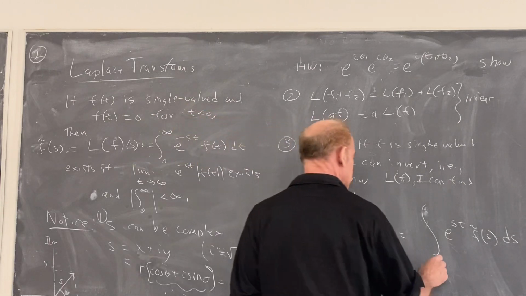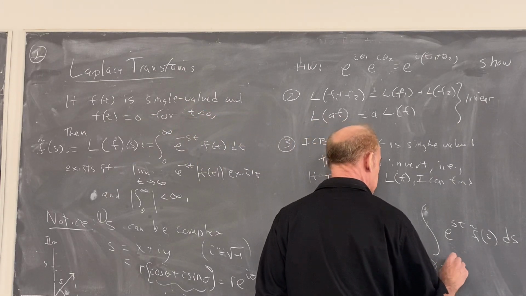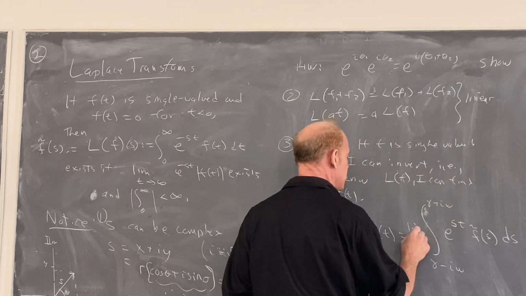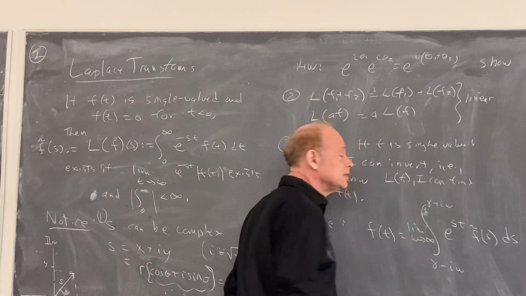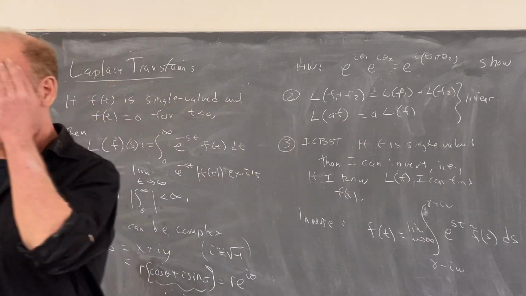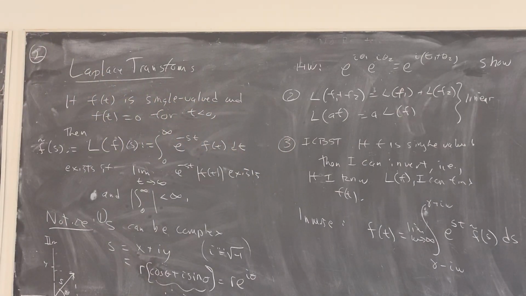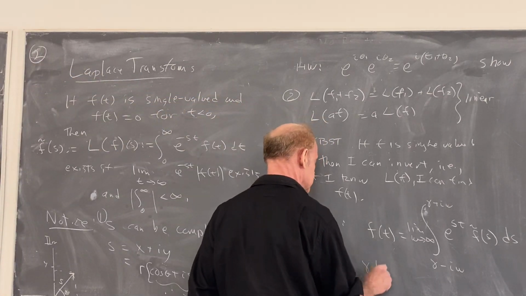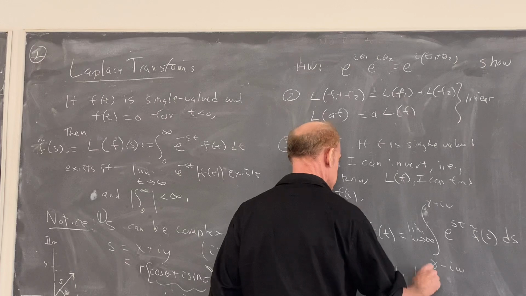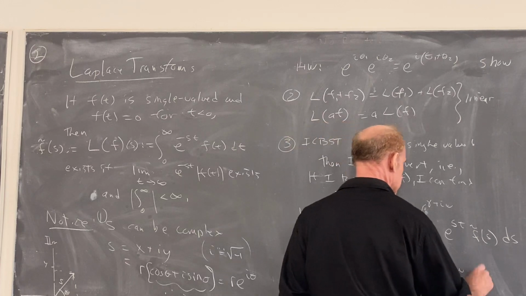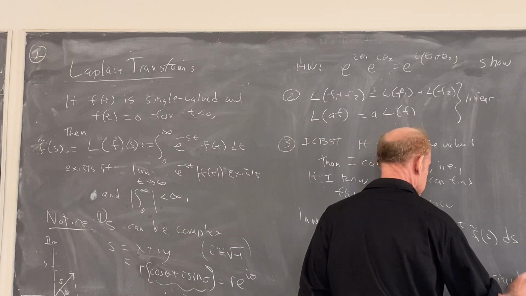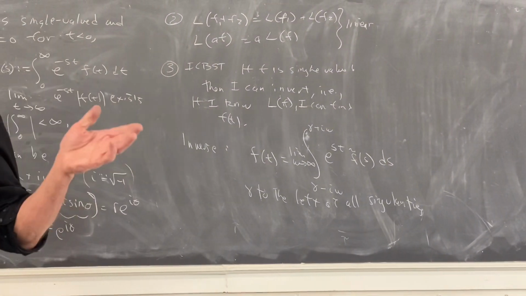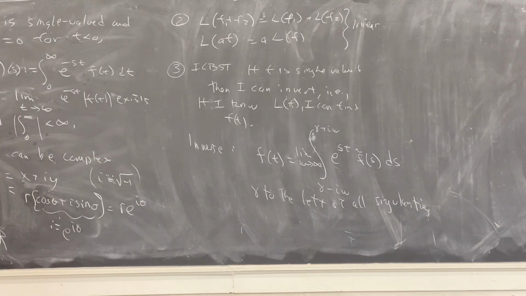But then here I have gamma minus i omega, gamma plus i omega, and I have the limit as omega goes to infinity. So, what's going on there? And I have to tell you how to choose gamma. Okay, we're never going to do it this way, but this is the mathematical way.